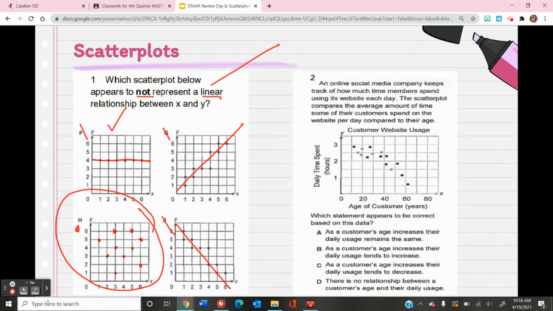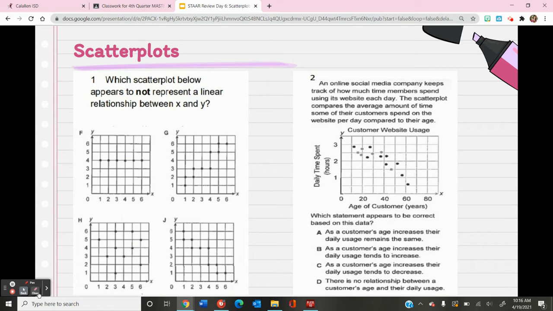Number 2 says an online social media company keeps track of how much time members spend using its website each day. The scatter plot compares the average amount of time some of their customers spend on the website per day compared to their age. Which statement appears to be correct based on this data? So looking at my points, I see that as the customer ages, the time they spend on the website goes down. So age up, usage down.